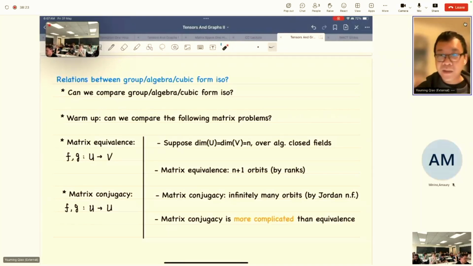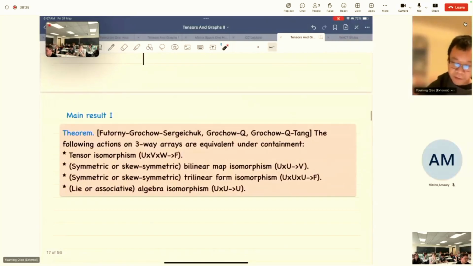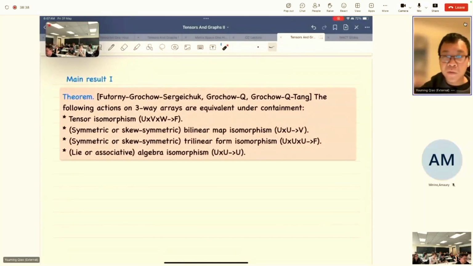So this is what we learned in the matrix setting, and also to let you have a brief idea of what will happen for the two tensor setting. Now, interestingly, when you go to the three tensor setting, the story is quite different. It's in a series of these works. It turns out that for the three tensor setting, the following actions on three-way arrays are actually equivalent under containment. For example, tensor isomorphism, which corresponds to the trilinear maps of the form U cross V cross W to F.